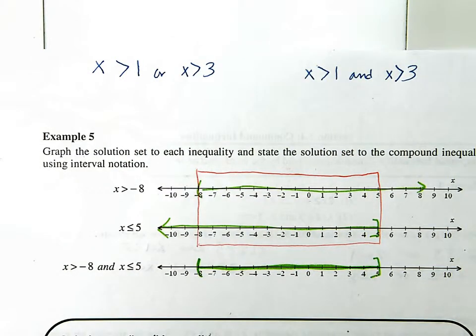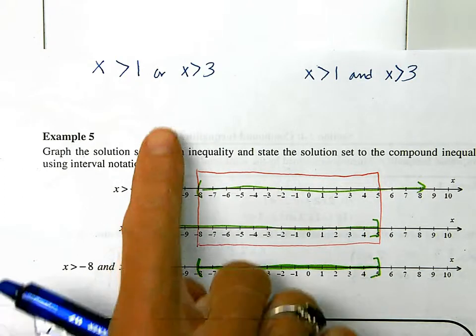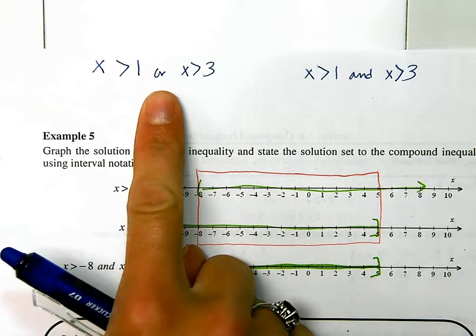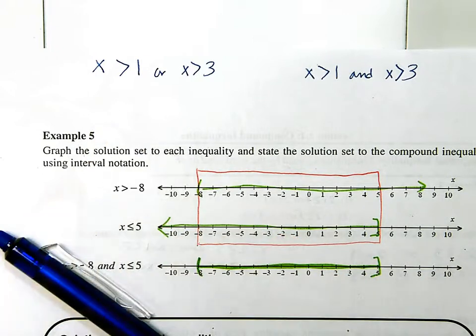So let's look at these two inequalities. They're both pointing the same direction, right? So when we graph them, they're both greater than, so it's going to look like this, right? These are my endpoints, by the way. My thumb tells me the direction it's going. Okay, so they both go like this. And so the and and the or are going to have different results.